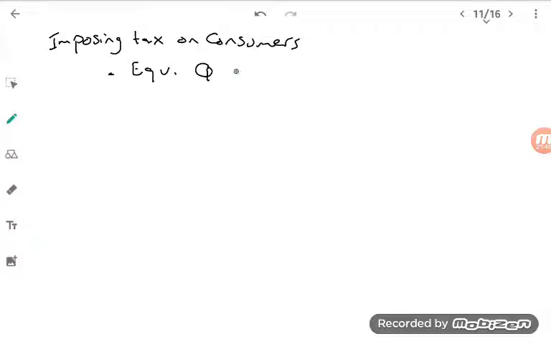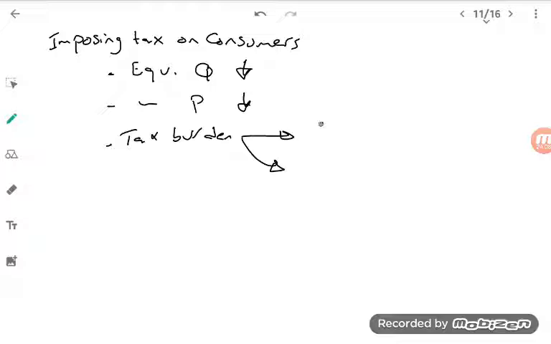So imposing tax on consumers will affect equilibrium quantity, it will decrease, equilibrium price will decrease as well, and with respect to the tax burden, producers are going to pay 5 and consumers are going to pay 5. Okay, this is imposing tax on consumers.